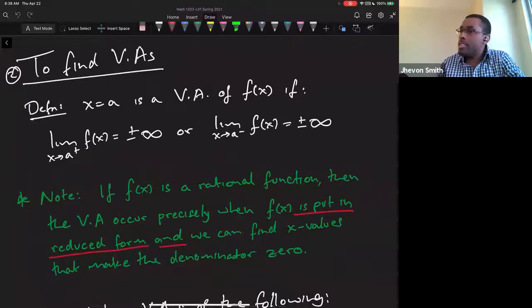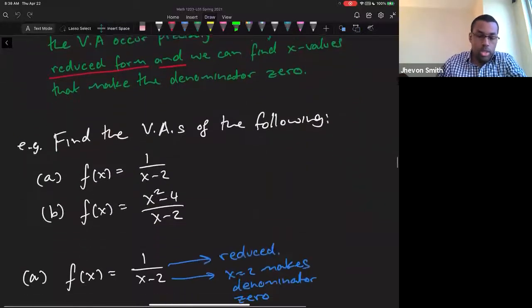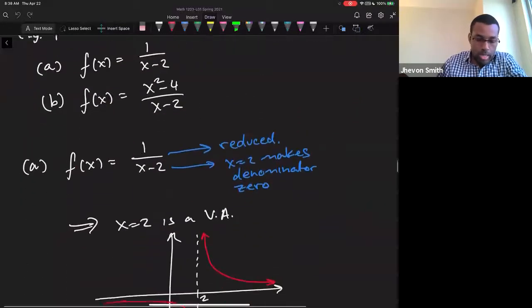That can be complicated to do in general, but for us, chances are if I ask you about this, it's going to be of a rational function that's not a polynomial. And for those, it's easier to see where the vertical asymptotes occur because they occur when the denominator is 0 after the function is put in reduced form. So we did some examples of that.